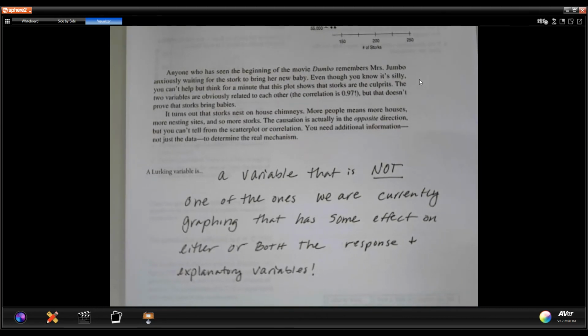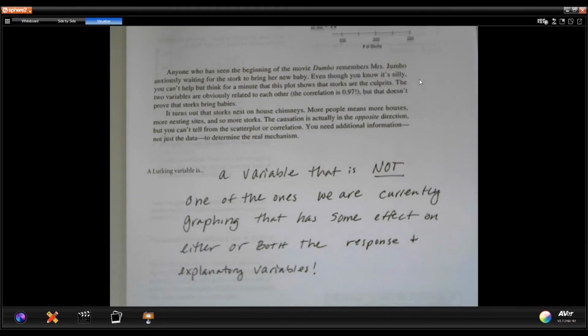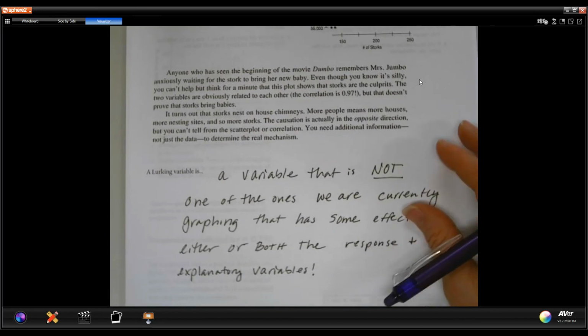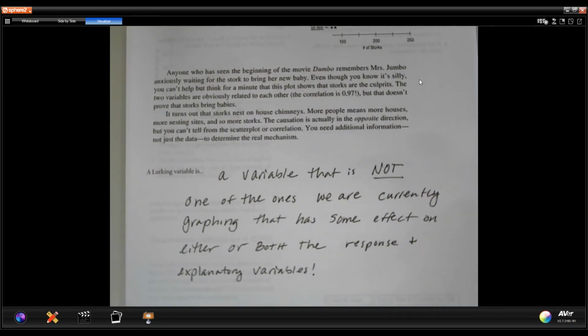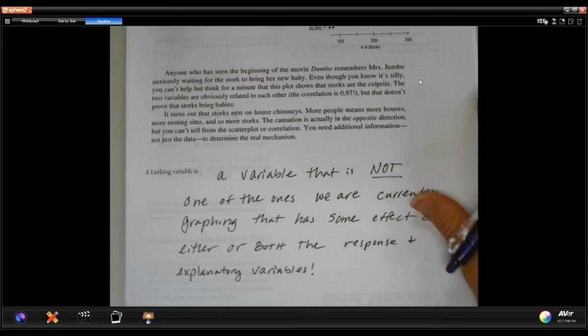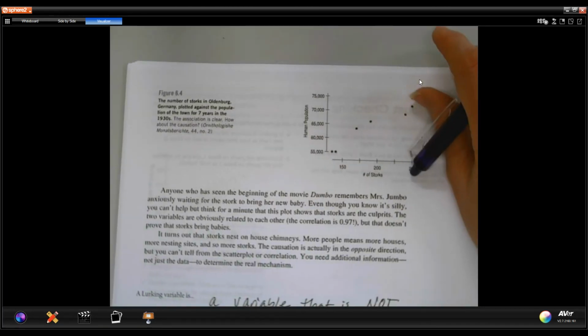So that is another reason we cannot claim any sort of causation; it could be two completely different things. There's a whole website, I've got to look up what that is, with all these different ways to show correlation between different variables that have nothing to do with each other, and there's no cause. It's always a lurking variable.